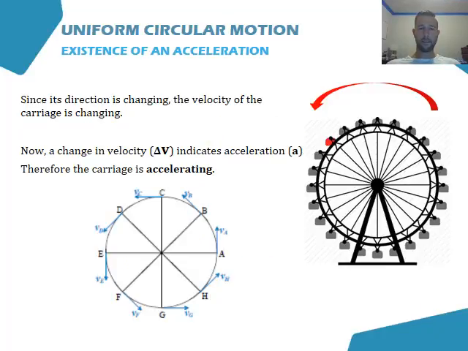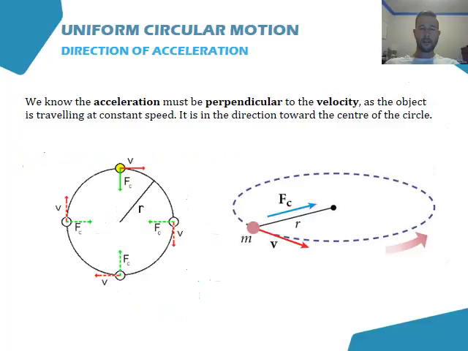So as previously mentioned, although the magnitude of the velocity doesn't change, the direction of the velocity of the carriage changes in the Ferris wheel. Now, by definition, a change in velocity indicates that acceleration is present. Therefore, we can say the carriage is accelerating. So we know a body in uniform circular motion has acceleration, but what's the force that causes this acceleration, and which direction is it in?